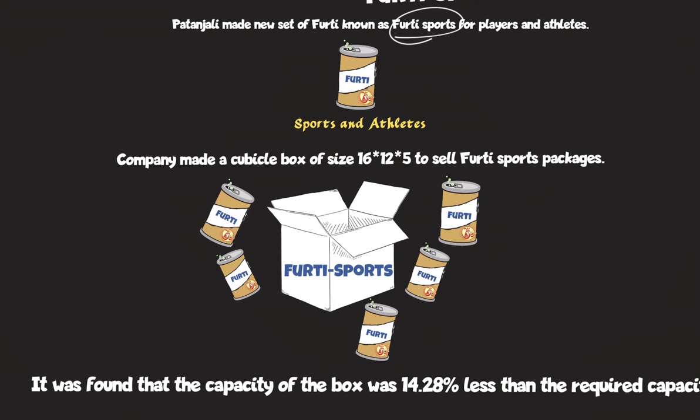Let's just write this out. Say this is 16, this is the length, and this is the breadth, which is given as 12. So this is 16, this is 12, and the height is given as 5. That is the box that is being made to sell Furti Sports.